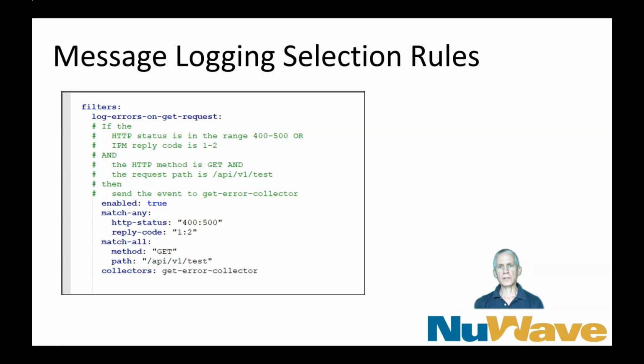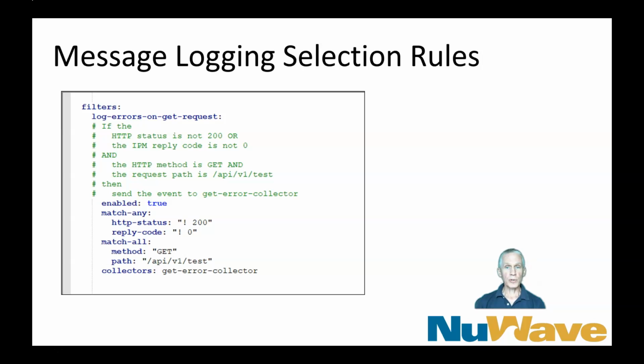Here's an example of a filter that catches errors on a certain API operation. It will select a message if the HTTP status is in the range 400 to 500, or the reply IPM code is 1 or 2, and the HTTP method is GET, and the path is a certain value. And if all of those conditions match, the message is forwarded to the GET error collector.